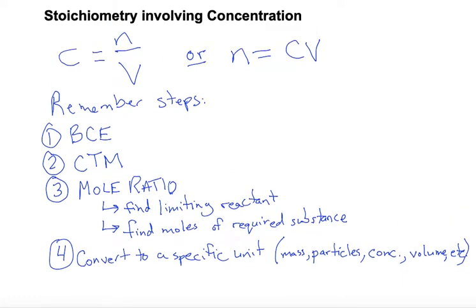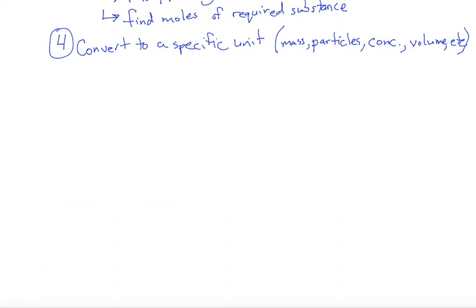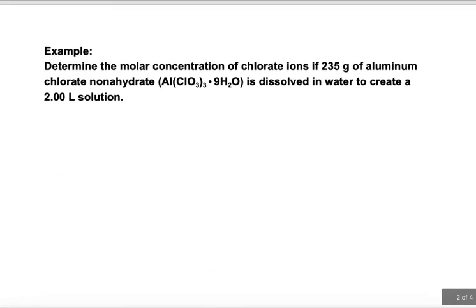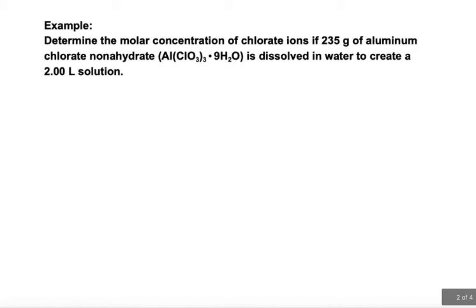So let's try a couple of examples here and see what we can do. The first example we'll look at is one of the common types of questions we might see as we're going along. It says: determine the molar concentration of chlorate ions if 235 grams of aluminum chlorate nonahydrate is dissolved in water to create a 2-liter solution.